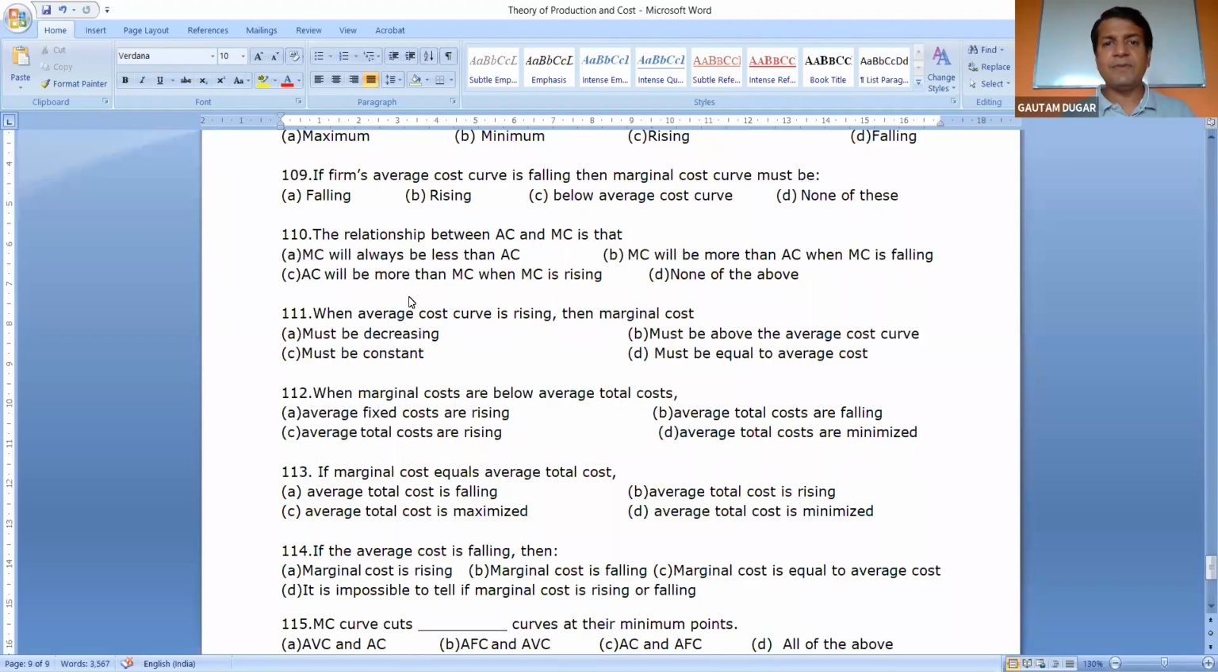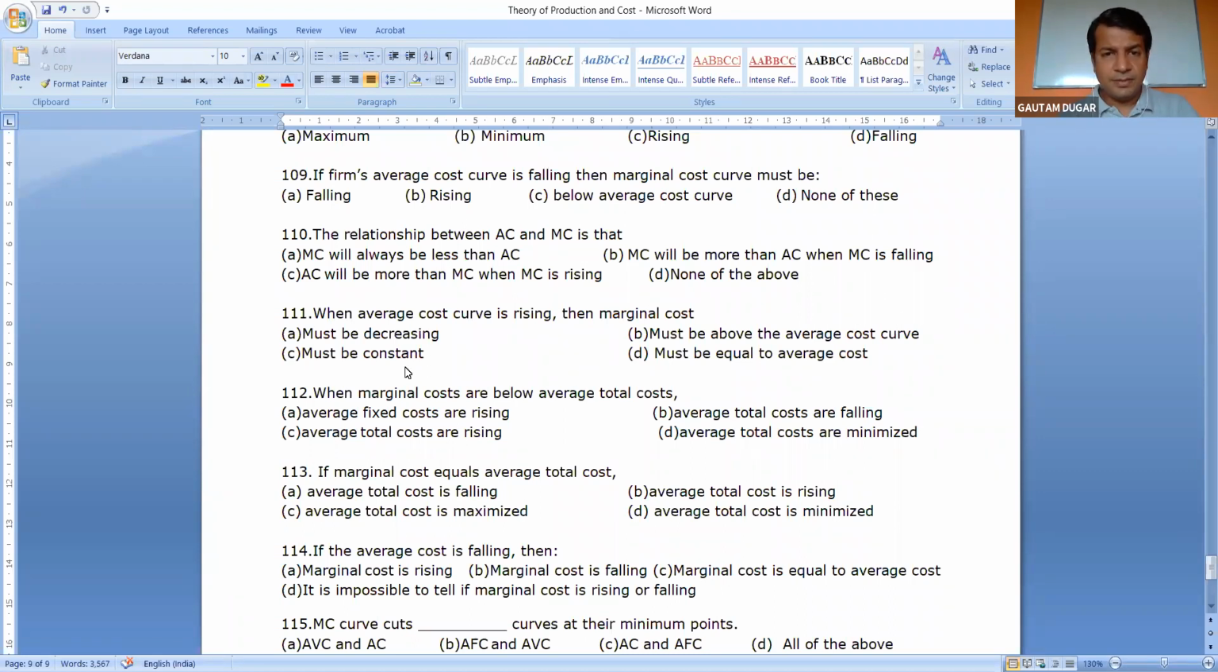Look at the options, please, everyone. Someone is saying C, AC will be more than MC when MC is rising. C is also wrong. When MC is rising, then MC is more than AC. So none of the above.